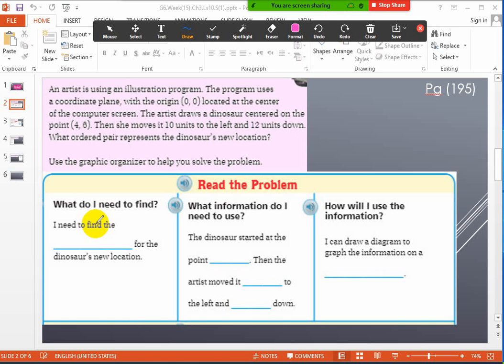You have to look for the question mark. This is the question mark. That means this is my question. Okay, so this is what I need to find. This is the answer for the first step. I need to find what? I need to find the ordered pair.